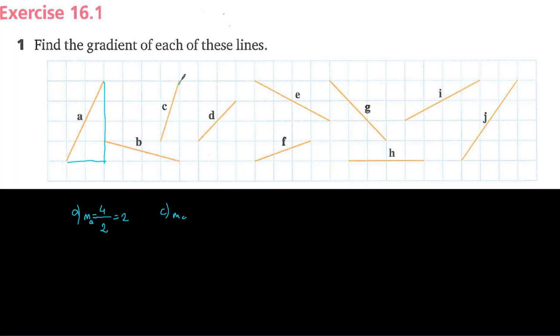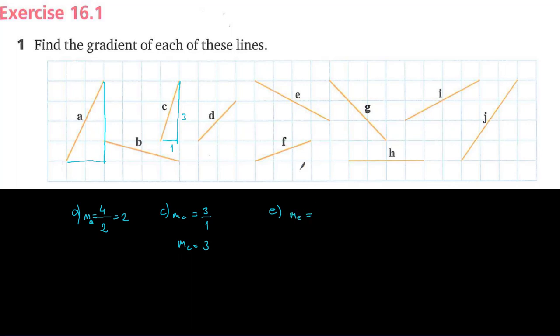Here the vertical distance is 3 units and the horizontal distance is 1 unit, so the slope m_c is equal to 3 divided by 1, so m_c is equal to 3. Now I'm going to solve for e, using the gradient M notation.